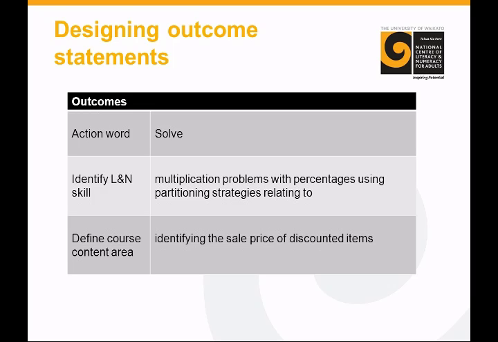So for example, our outcome may have been: solve multiplication problems with percentages using partitioning strategies, relating to identifying the sale price of discounted items. And this became one of our primary outcomes that we wanted for this course, for numeracy. We wanted students to be able to work out discounted prices mentally.